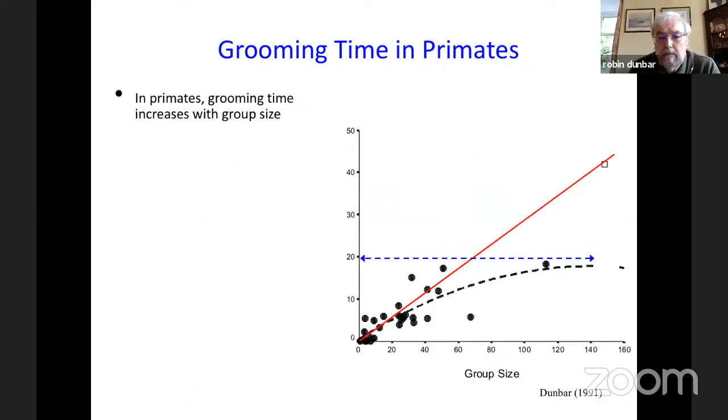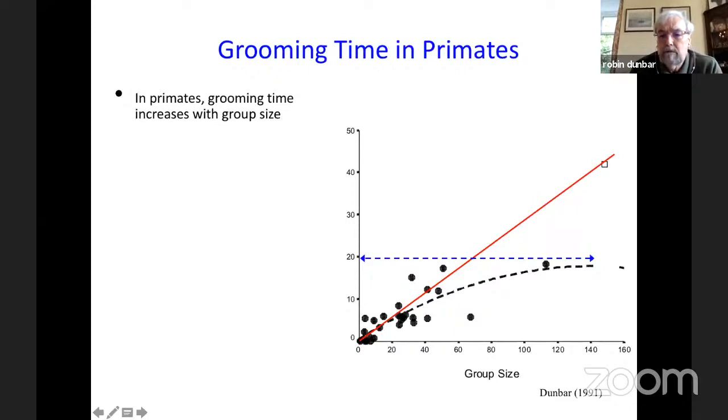So now to the role of time. The burden of this goes back simply to the fact that in primates, grooming time increases with group size, in general linearly, although it flattens off, as you can see here, at around 20% of total day. I'm so sorry, the label's missing off here. That's the percentage of the total day devoted to social grooming.